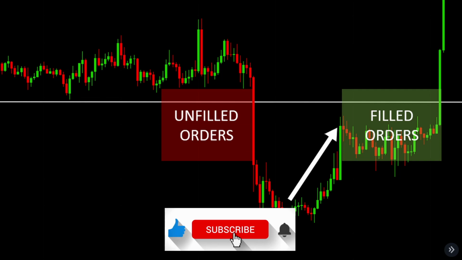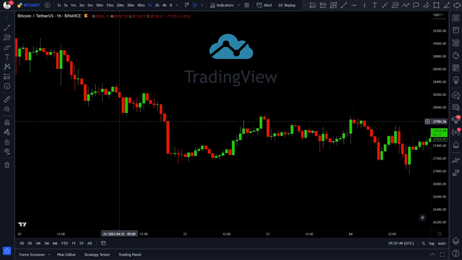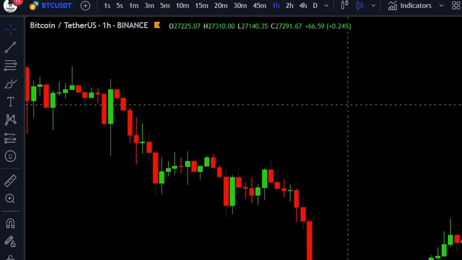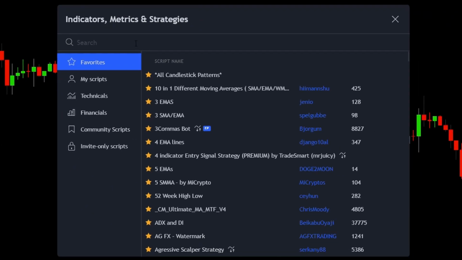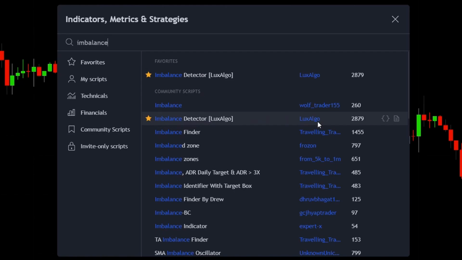And now, let's dive in. For this strategy, first of all head over to TradingView and set up the BTC USDT 1-hour chart. Once you got that, open up the Indicators tab and let's add our indicators. The first indicator is going to show us where are those fair value gaps we want to trade. So for that, type in imbalance and add this one to the chart.